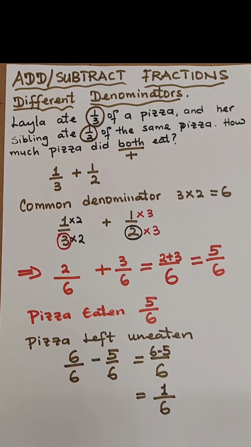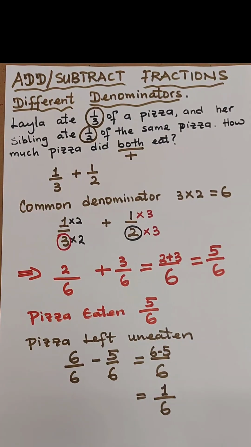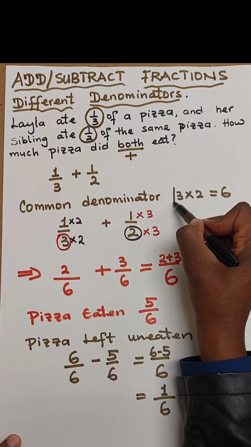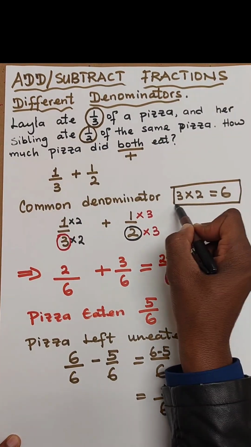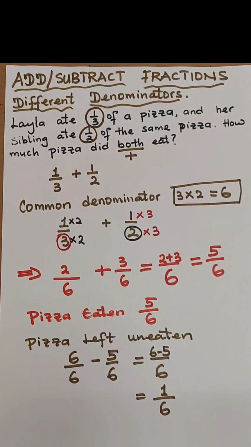So when we add or subtract fractions that have different denominators, the key is to convert the fractions to their equivalents with the same denominator. That same denominator is called the common denominator, which can be obtained by simply multiplying the existing denominators.